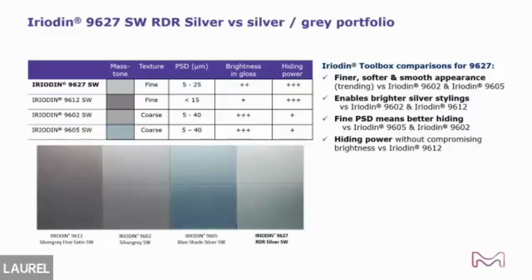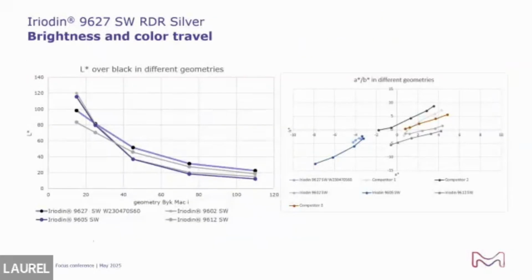And we have some benefits. Hiding wise, 9627 has a much better hiding than 9605 if you are in the blue silver color space. If you are in the true gray, like a red shade gray side, 9612 has the best hiding power. So with that, here's the comparison of those 4 products.